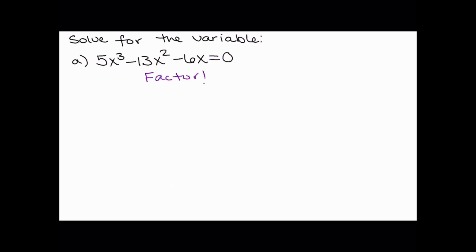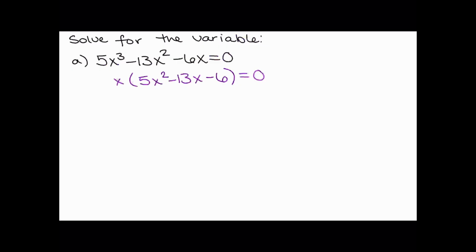So let's start with part A. The first thing I try is to see if I can factor. Can we factor this polynomial? Well, we can definitely take an x out of all 3 terms. If I pull out an x, I'm left with 5x squared minus 13x minus 6. So we're left with a quadratic, and we have a couple of options here. We can continue to factor, or we could use the quadratic formula.